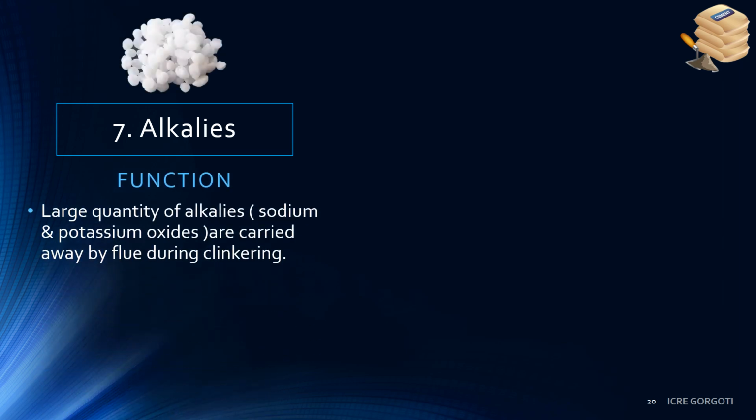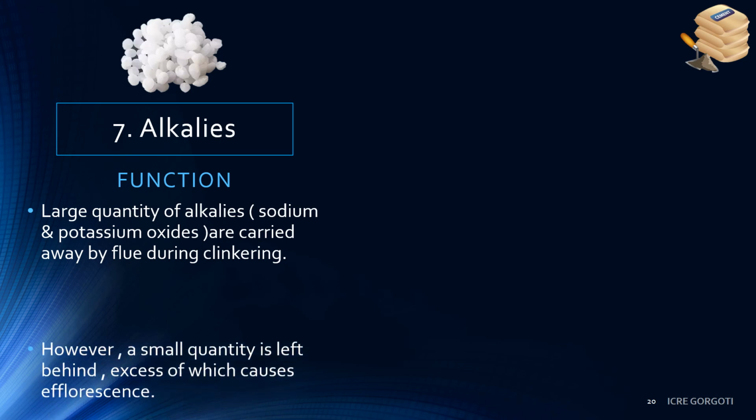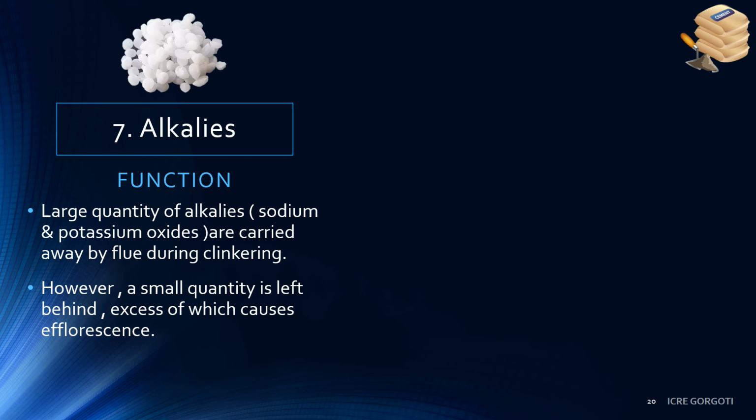A large quantity of alkalis, that is sodium and potassium oxides, are carried away by flow during clinkering. At the time of clinker formation, alkalis are present in gaseous form and they are carried away by chimneys from the kiln. However, a small quantity is left behind and excess of which causes efflorescence. Efflorescence means whitish colored powder deposition of salts on the concrete surface.